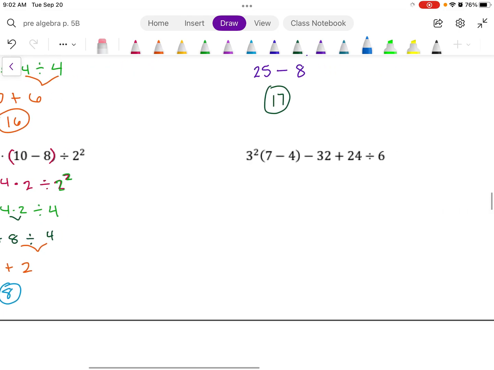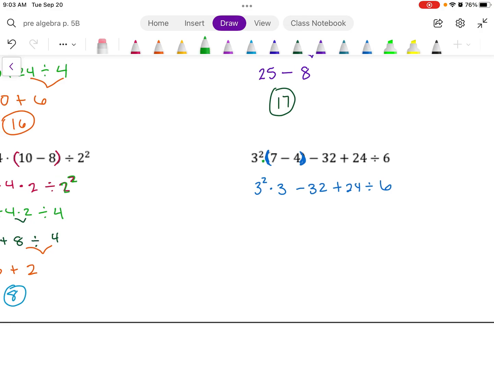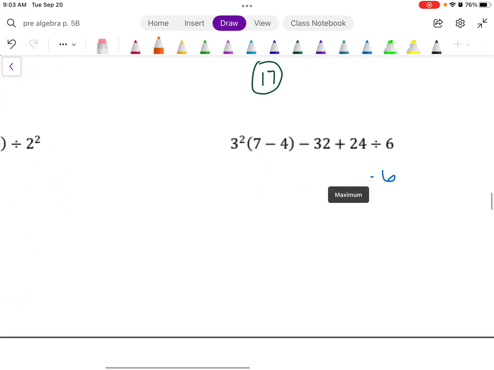Okay, last but not least, 3 squared times the quantity of 7 minus 4 minus 32 plus 24 divided by 6. So we want to do our parentheses first. 7 minus 4 is 3. So we have 3 squared times 3 minus 32 plus 24 divided by 6. Remember, when you have the number right next to the parentheses, that means we're multiplying these together. It's implied multiplication, which means there isn't a sign there, but we know that the operation that they're looking for is multiplication.